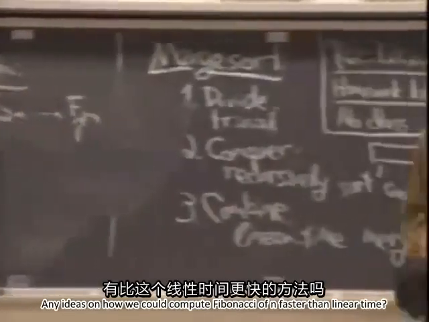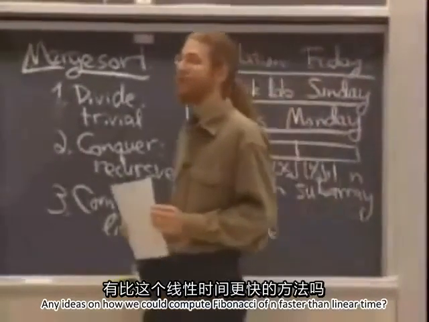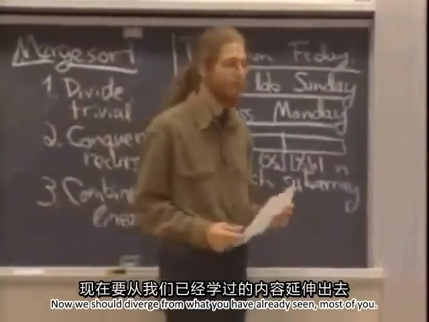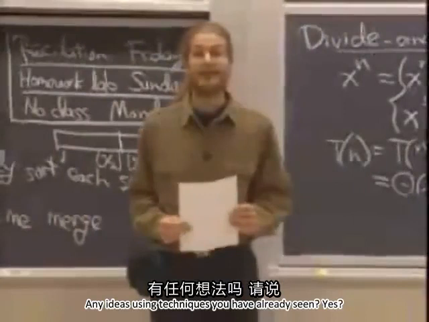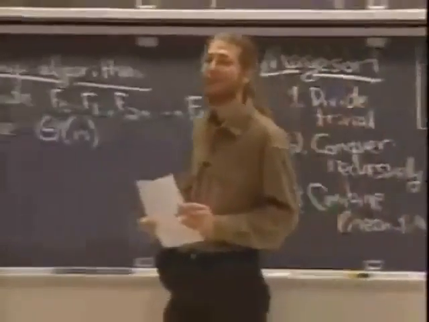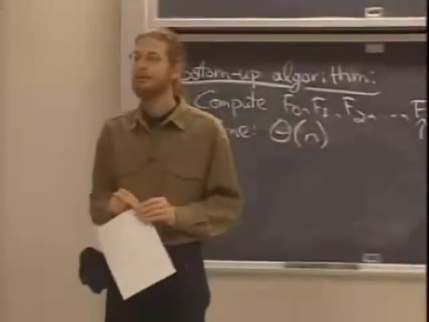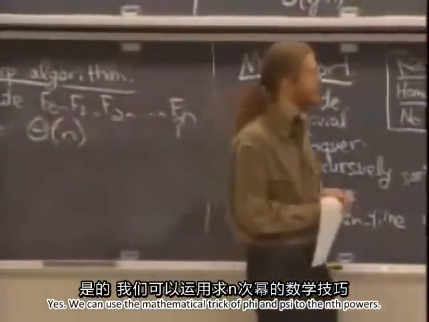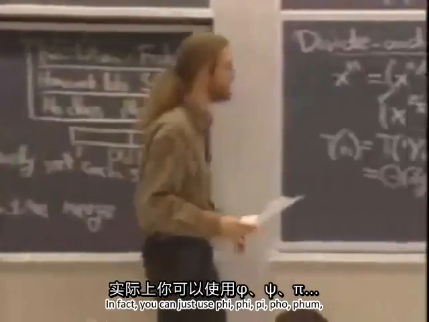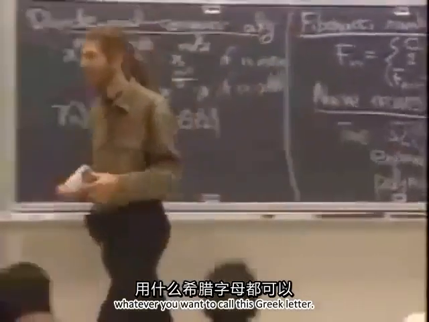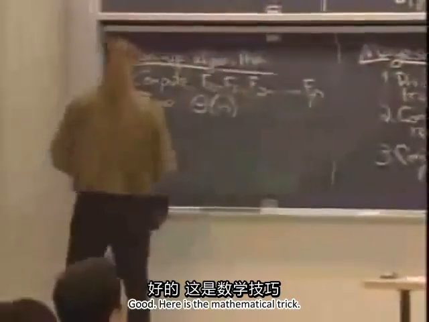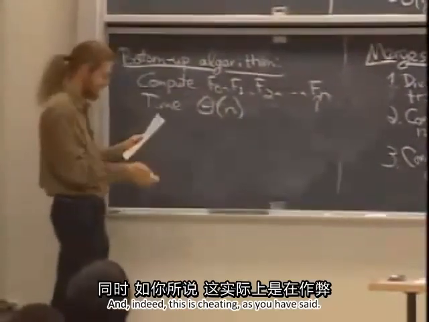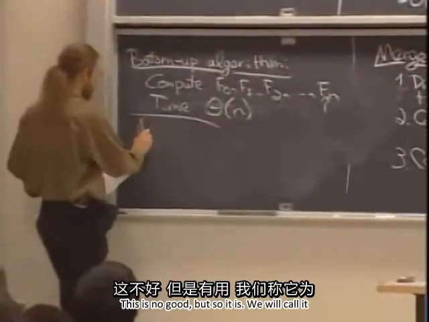So any ideas on how we could compute Fibonacci of n faster than linear time? So now we should diverge from what you've already seen, for most of you. Any ideas using techniques you've already seen? Yes? Well, maybe it's cheating then, but there's the neat mathematical trick with phi and psi to the nth powers. Yes, we can use the mathematical trick of phi and psi to the nth powers. In fact, you can just use phi. Greek letter. Good, so here's the mathematical trick. And indeed, this is cheating, as you said. This is no good, but so it is.